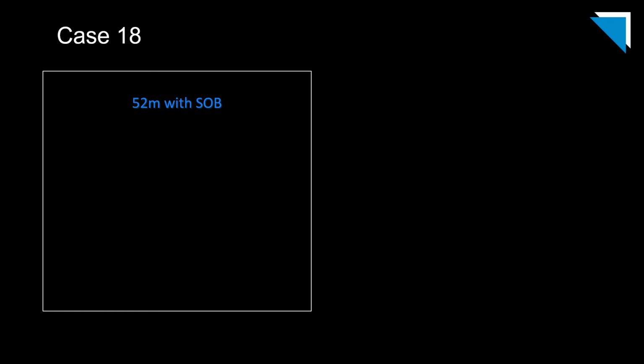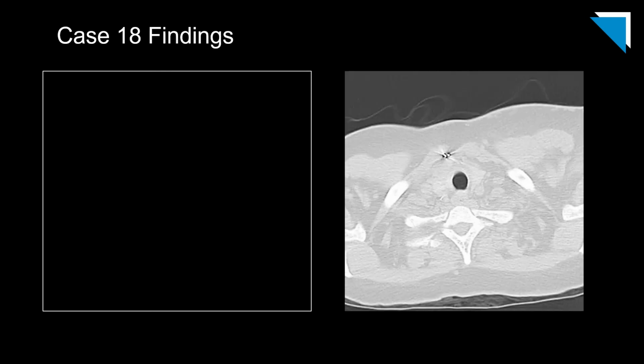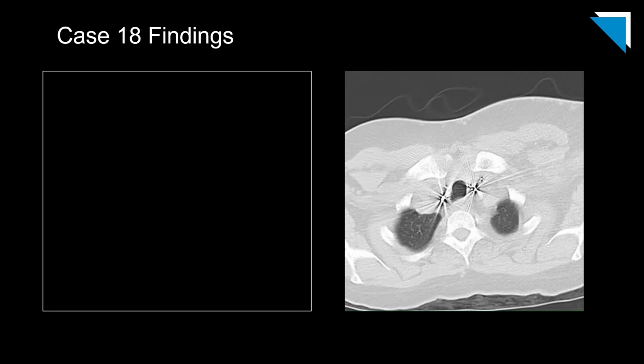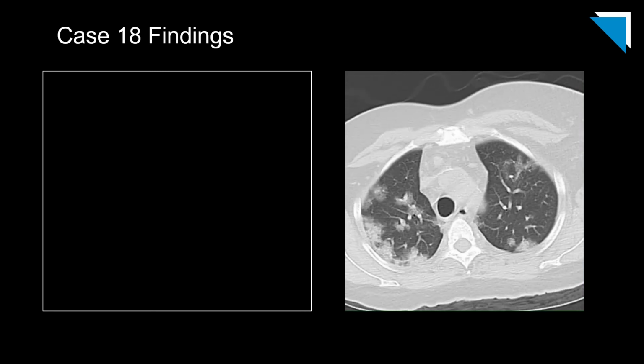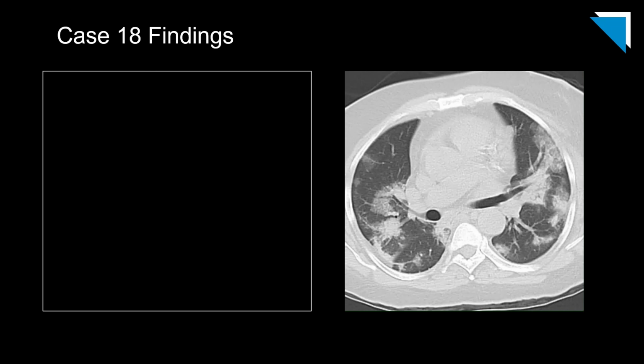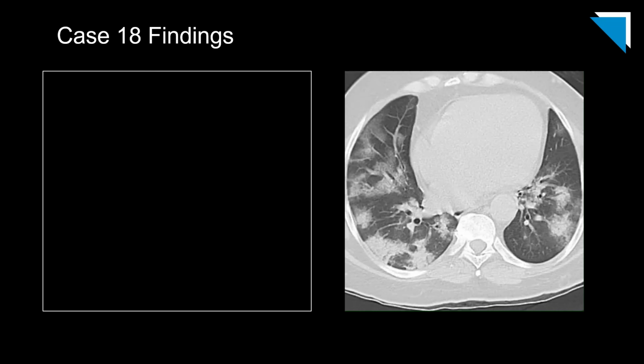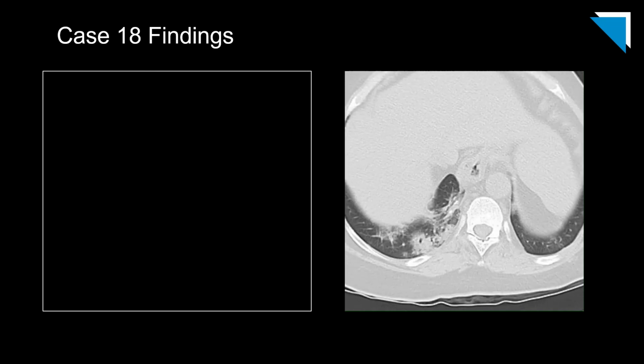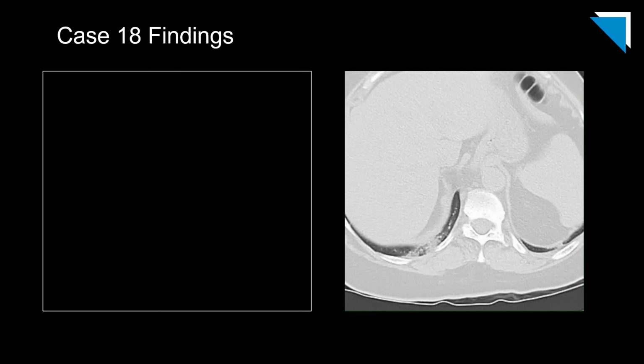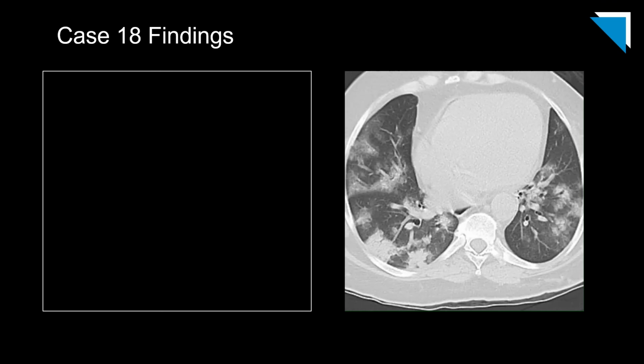For this last case, we're going to look at a 52-year-old man with shortness of breath. Notice that the referring clinician has not specifically invoked COVID, and I can tell you that the case did not originate in one of the epicenters of the pandemic. We really don't know exactly what to expect as we begin scrolling through the axial images, but I think you can all appreciate that many of the typical findings of COVID-19 pneumonia are present.